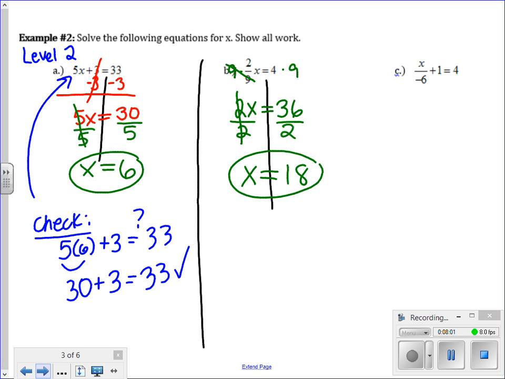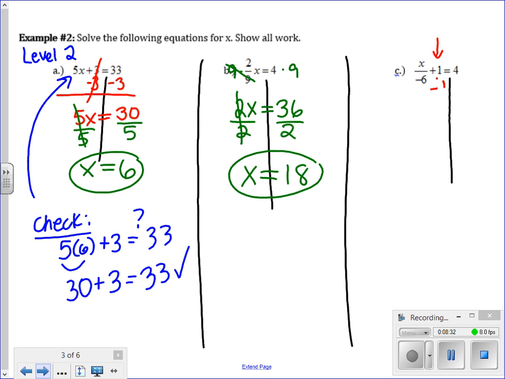All right, finally here, problem C, our third example of this kind. I have x over negative 6 plus 1 equals 4. This problem is similar to B because we have a fraction. But this problem is going to be different in the fact that I have a plus 1 outside of the fraction. I actually have to take care of that plus 1 first. I have to deal with everything that's not in the fraction before I get rid of the fraction.